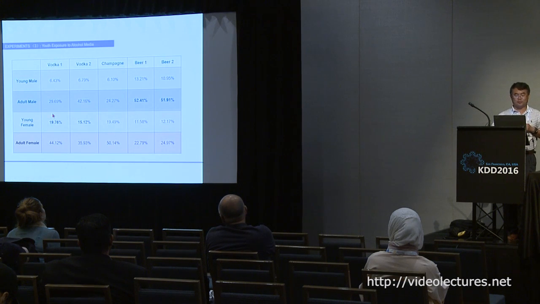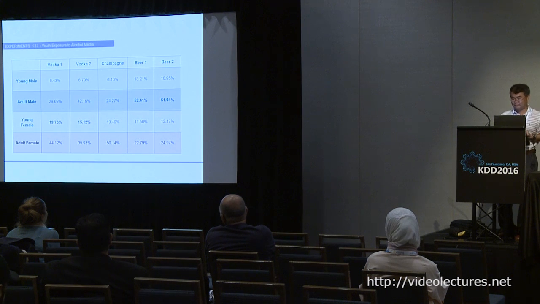Okay, this is the most interesting discovery. Young girls don't like beer. What do they like? They like vodka 1 and vodka 2. Okay, so I'm not telling you which one they are, but I know which one they are. So, girls like these spirits.